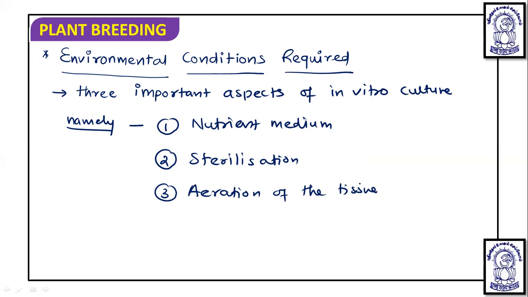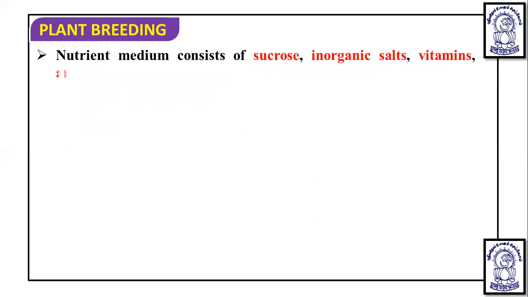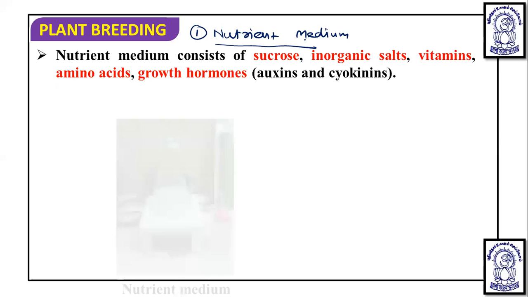So we are going to discuss three things: which type of nutrient medium is required, what sterilization is, and how aeration is maintained. That we are going to discuss now. So first, if we talk about the nutrient medium, then it is known that it will provide the nutrition that is required for the desired development of the explant.